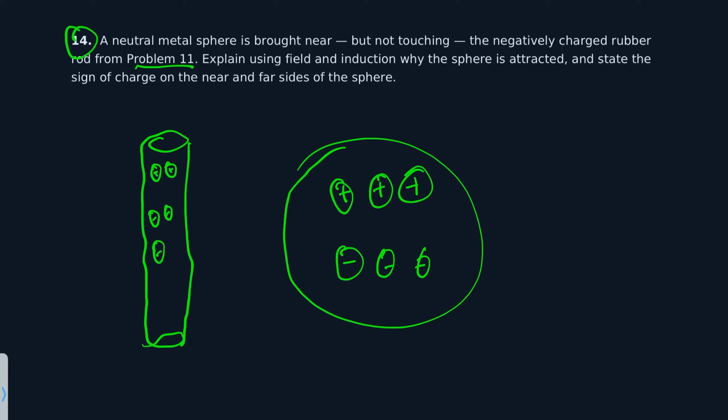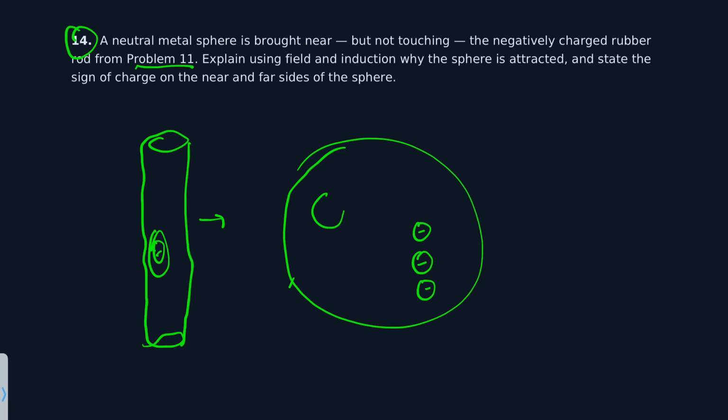So what's going to happen is when you bring this rod closer, think of these two as canceling, okay? Think of these two as canceling. With this electron, you're going to repel the other electrons, right? So the electrons are going to go farther away. And what are you going to do? You're going to attract the protons. They're going to come closer to you.